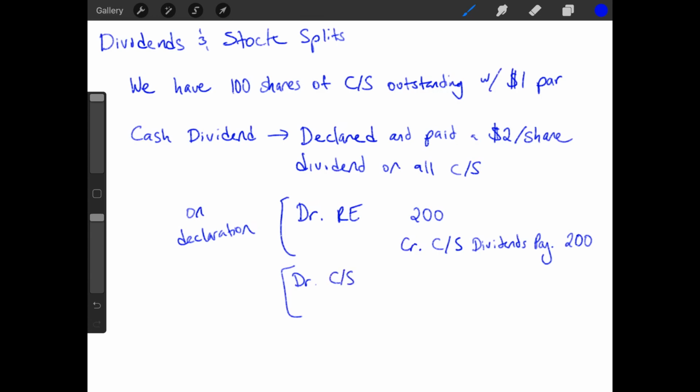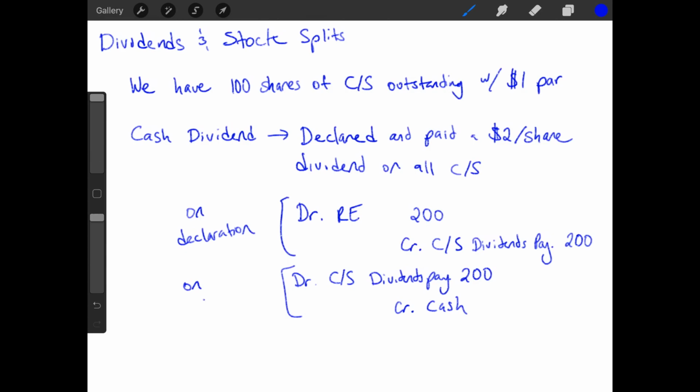And then on actual payment, you're going to debit that liability you just created in the previous journal entry for the same amount, and then you're going to be crediting cash for the amount paid. And so remember that these are going to be two separate journal entries. I forgot to write the dollar amount to this credit, but it'll just be that same $200 amount. And this second journal entry is going to be on payment.